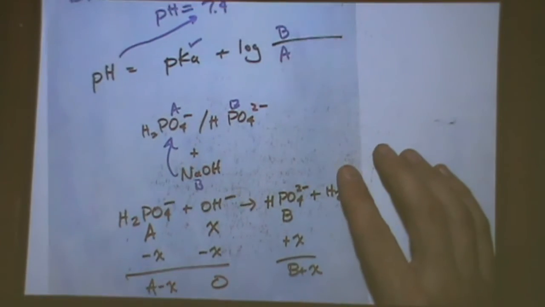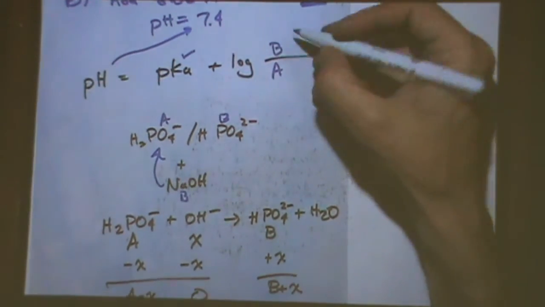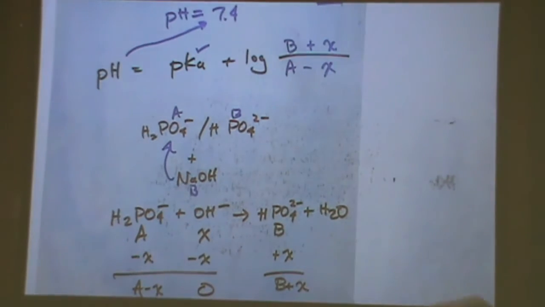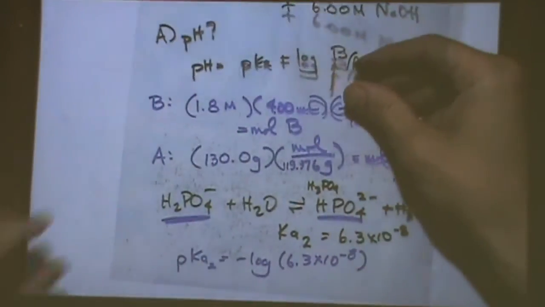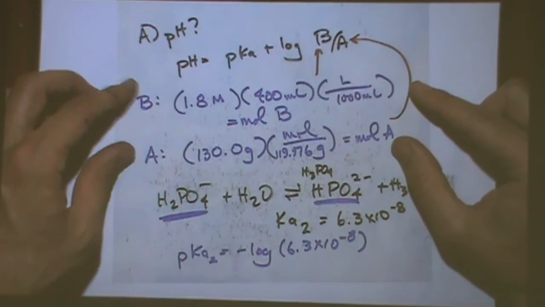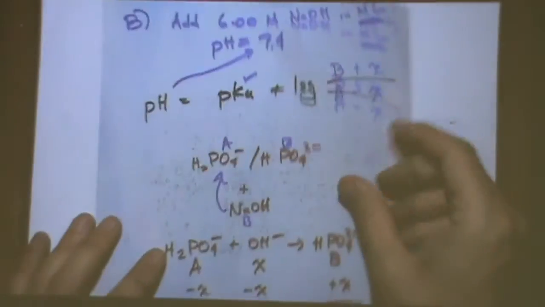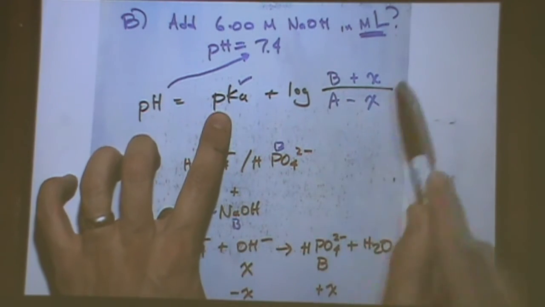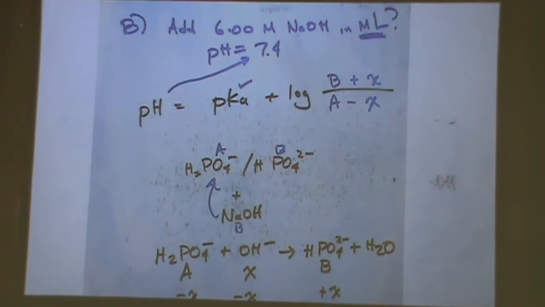This is what I was trying to say verbally. So the base plus X, the acid minus X. Remember, A and B are from part A. Those are numbers from part A. Those are these numbers. All right, A and B. X is the unknown. So, you know these two, solve for X. I'll leave you to that algebra. Okay?